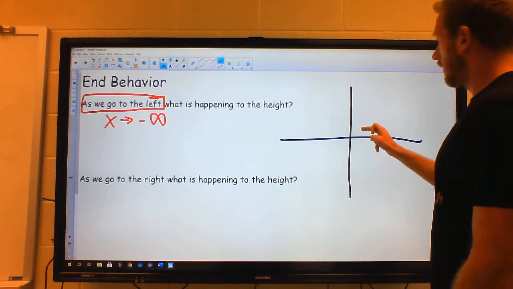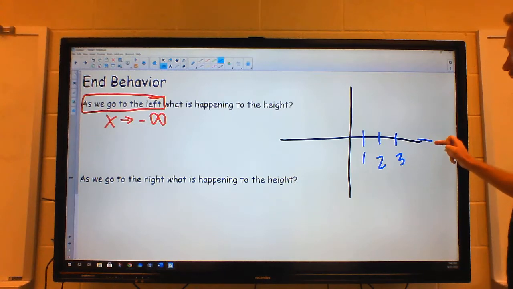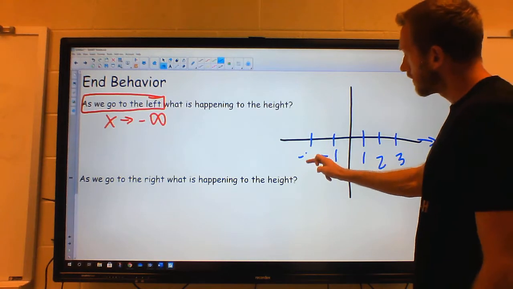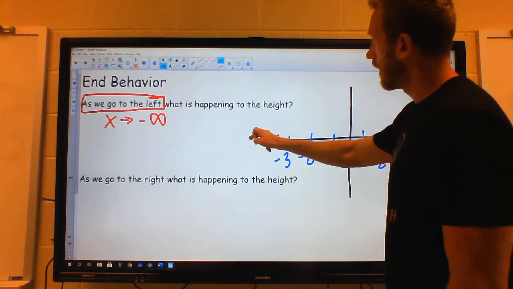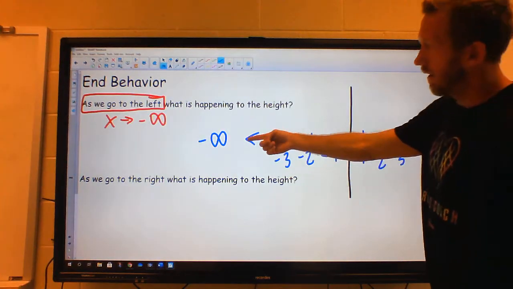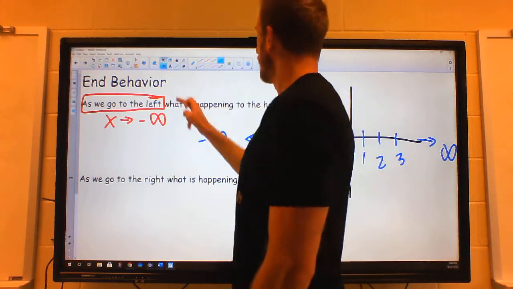Here's x equals 1, 2, 3. You guys are smart. And as we go all the way out that way, we go to infinity. Here we have negative 1, negative 2, negative 3, etc. And if we went all the way to the left, we'd have negative infinity. Thus, negative infinity is the furthest left we can go.